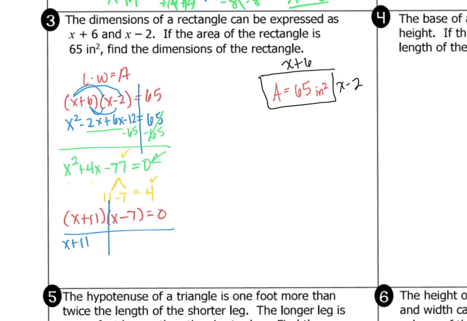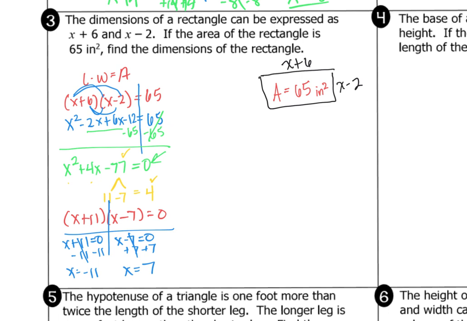If we have x plus 11 equals 0, we would subtract 11, and one possible solution would be negative 11. If we have x minus 7 equals 0, we're adding 7 to both sides. So we're going to say x equals 7 is one of our possible solutions.